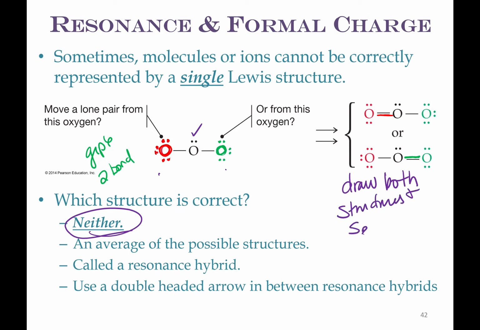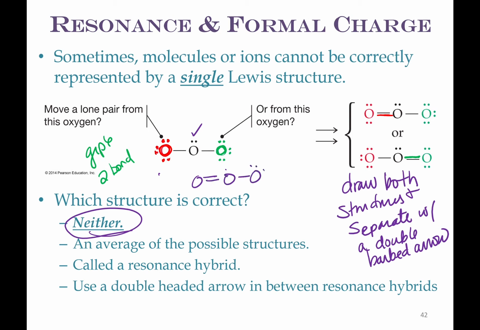and separate them with a double barbed arrow. So I would say, this one, double barbed arrow, means they resonate back and forth between the two structures. So they're called resonance hybrids. And we use that double barbed arrow to draw between them.